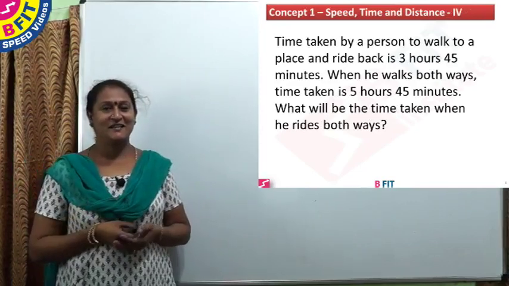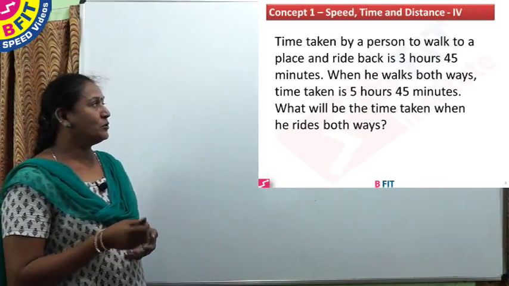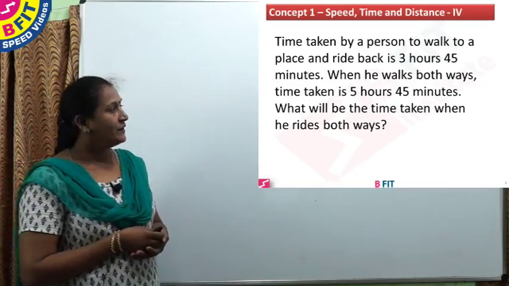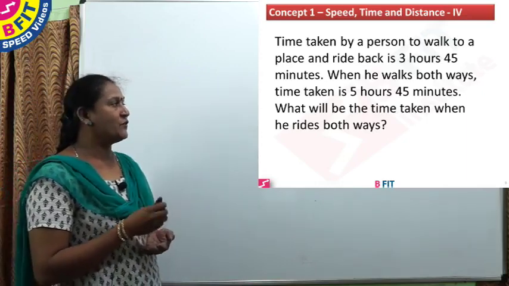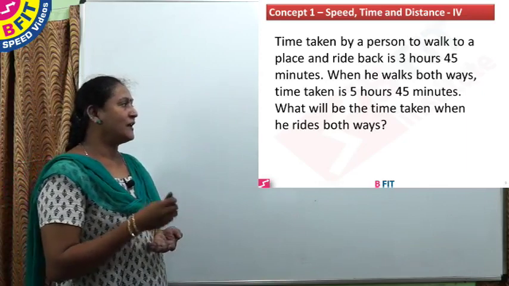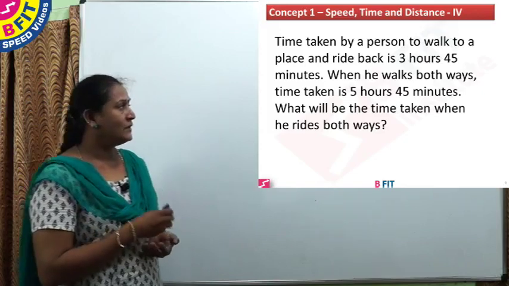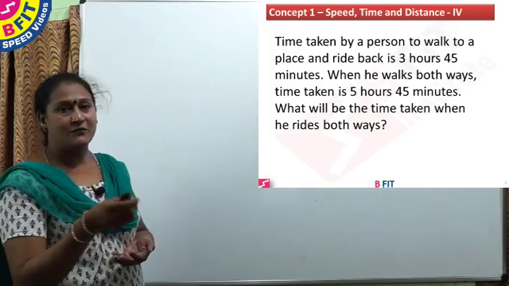So we'll see the next example. Time taken by a person to walk to a place and ride back is 3 hours 45 minutes. When he walks both ways, time taken is 5 hours 45 minutes. What will be the time taken when he rides both ways? So in this question, they have given walking and riding back, he takes 3 hours 45 minutes.